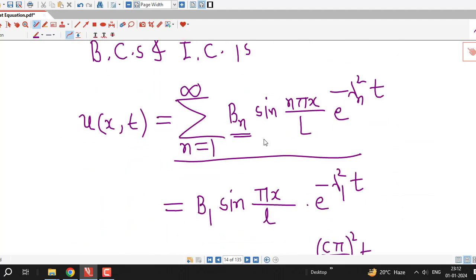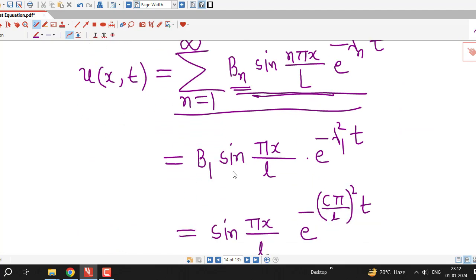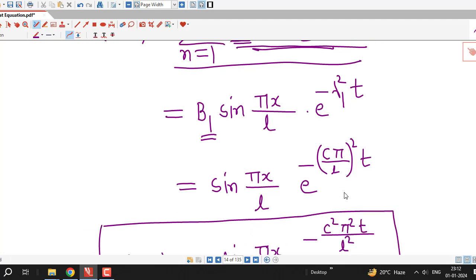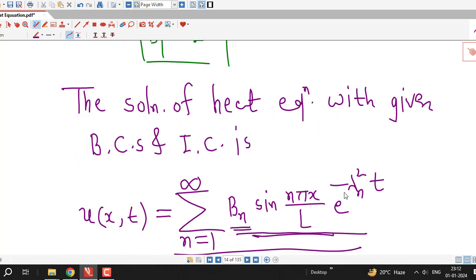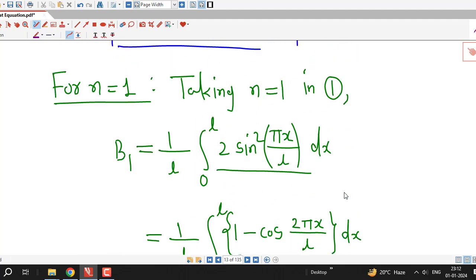And finally we are writing the non-zero part of this series corresponding to n equal to 1. So B1 is 1 and lambda 1 is c pi over L. In this way we can easily answer this type of questions, and this is all about this session.